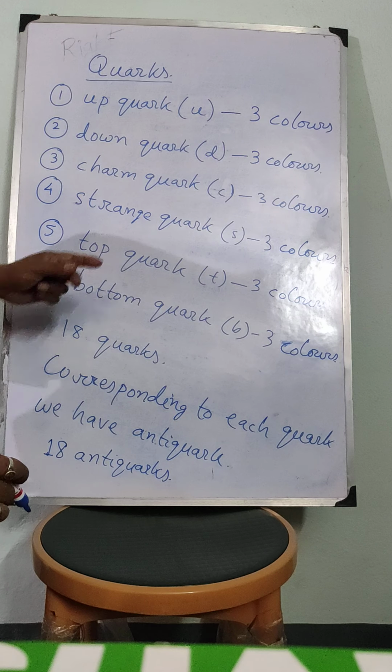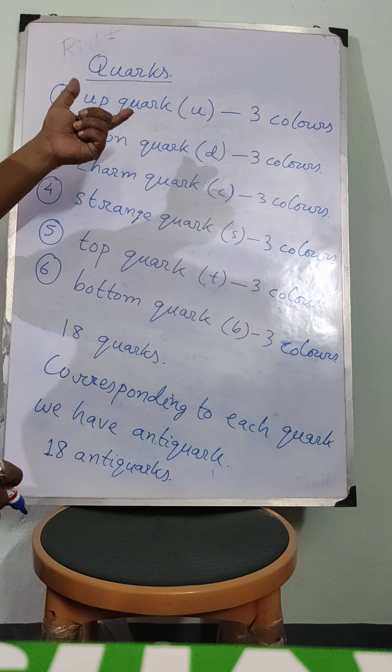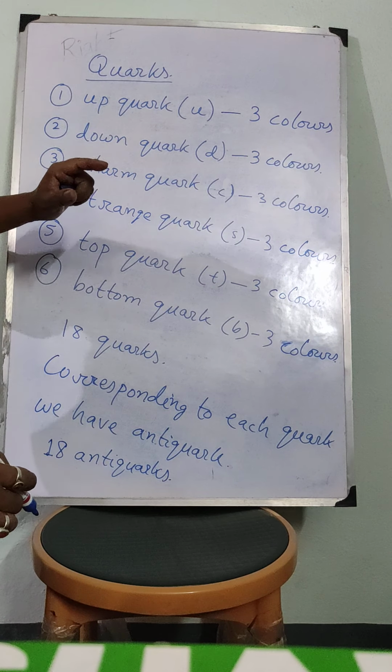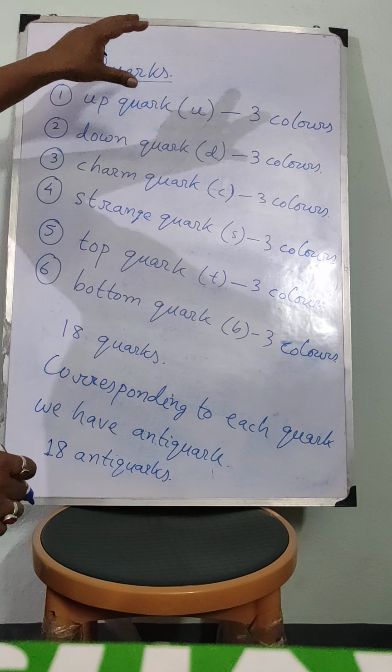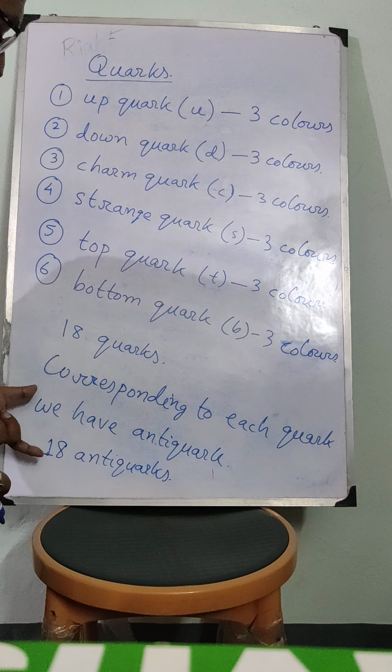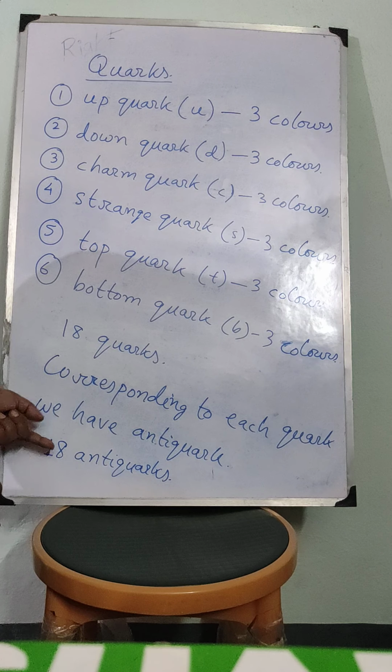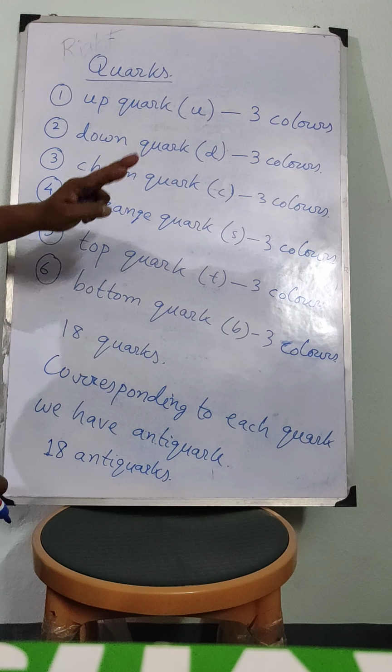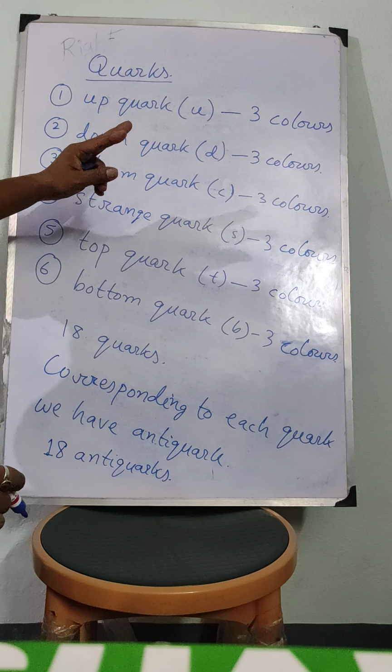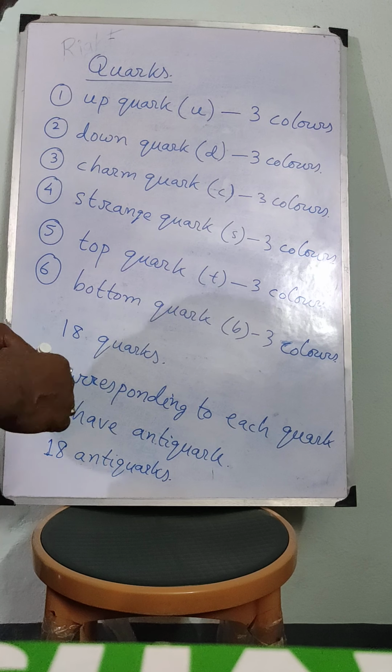And leptons we have got 12, that is 6 leptons and 6 anti-leptons. So there we got 12 particles, and here we are getting 18 plus 18, 36. So 12 plus 36, that is we have got 48 particles.